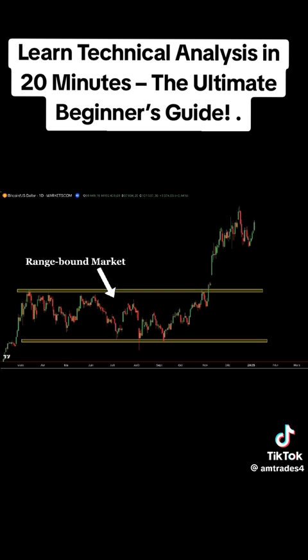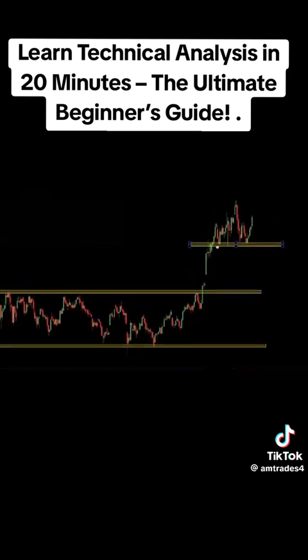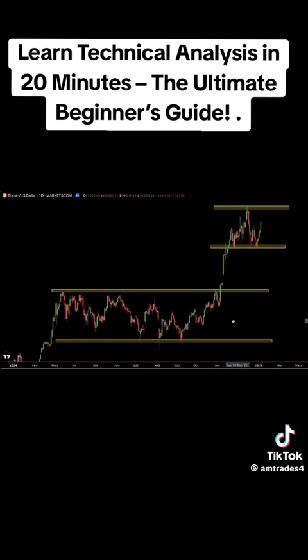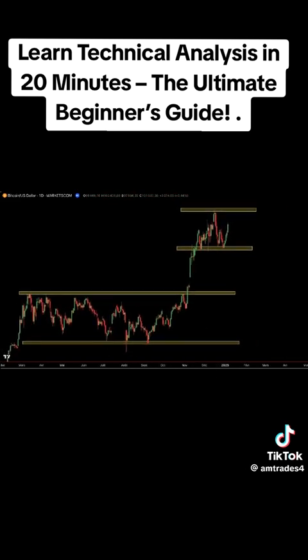But then, we see a breakout. The market finally breaks out of the range and moves strongly to the upside. This tells us that buyers have taken control and the market is now in an uptrend. Here, the market tests this level twice, forming a support level, and then gets rejected, creating a resistance level. After a strong move upward, the market enters another range again, which means buyers and sellers are in balance, and at this moment, nobody knows what will happen next.